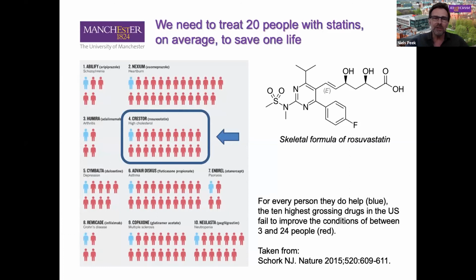What I've shown here on this slide is a diagram taken from a Nature paper from a couple of years back about precision medicine. And it shows for a number of drugs which are very routinely prescribed, not just statins, how many people we need to treat to save a single life. And for statins, one of the most frequently used statins is Crestor, rosuvastatin. We need to treat 20 people in order to save one life. So that's quite a lot.